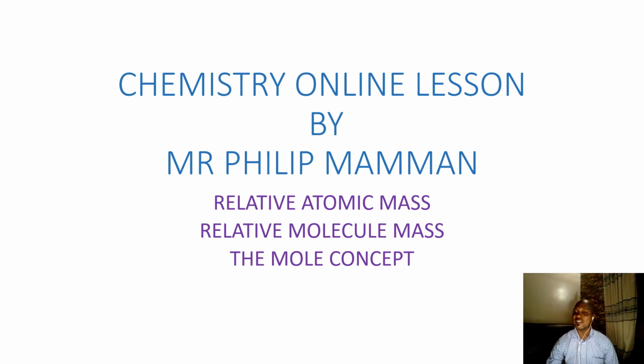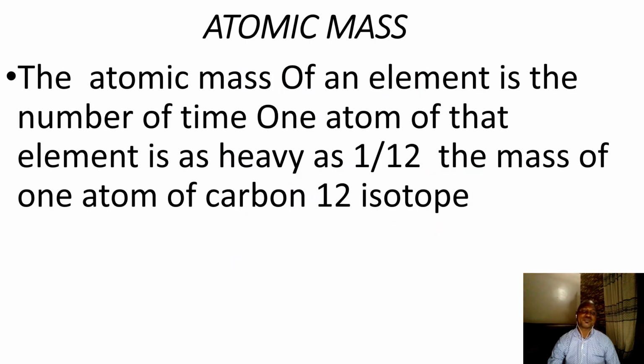Now let's start with the definition of atomic mass. The atomic mass of an element is the number of times one atom of that element is as heavy as 1/12 the mass of one atom of the carbon-12 isotope.